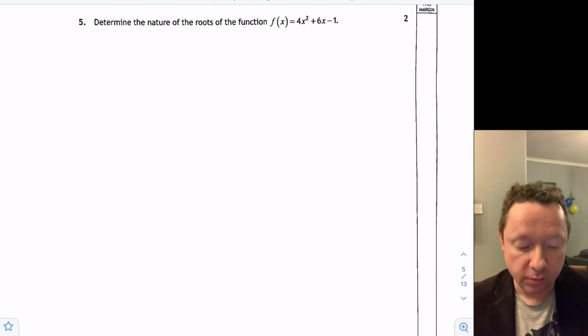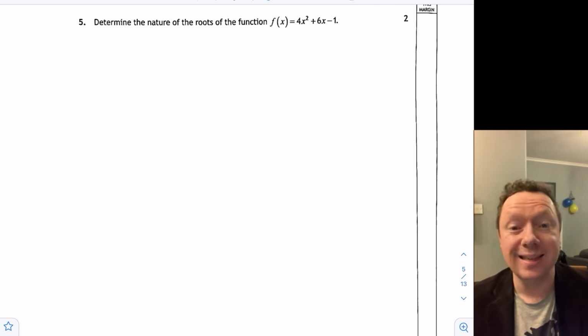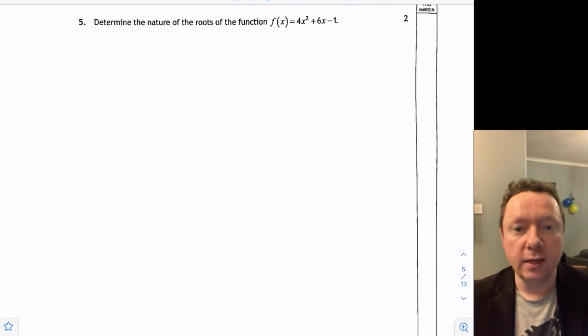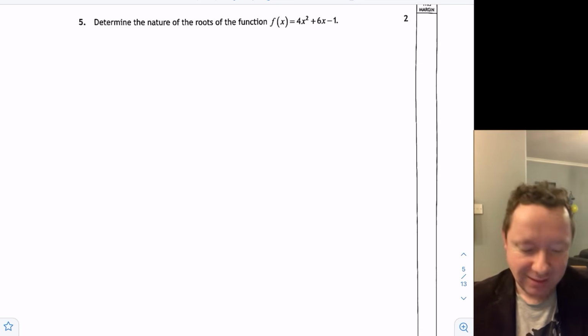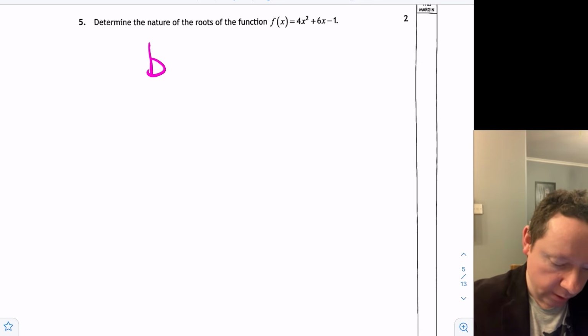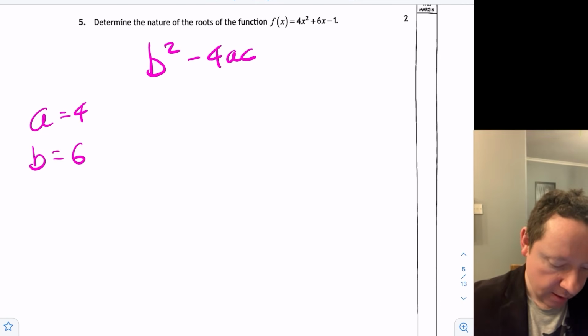Determine the nature of the roots of the function 4x squared plus 6x minus 1. So that is using the discriminant. The discriminant is in the quadratic formula, b squared minus 4ac. So I'm going to look at b squared minus 4ac. So a equals 4, the number in front of x squared, b is 6, and c is negative 1.